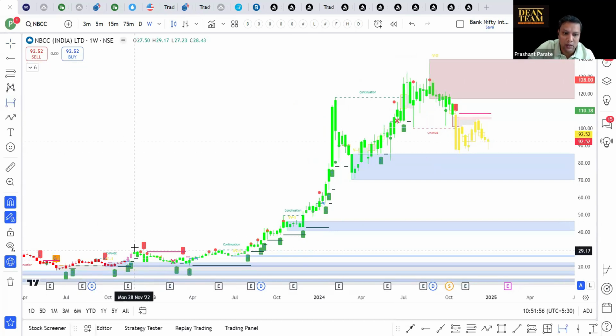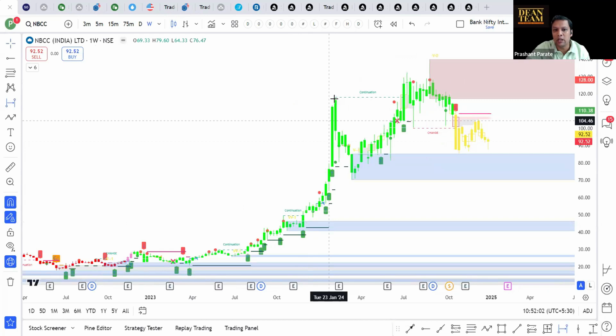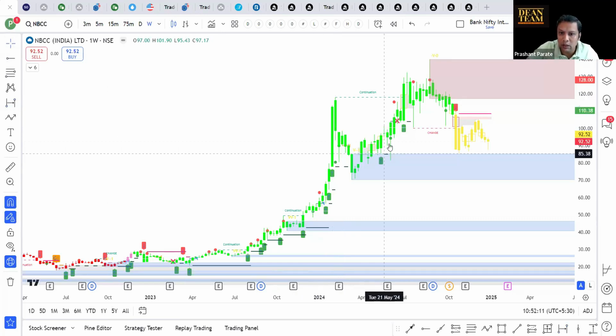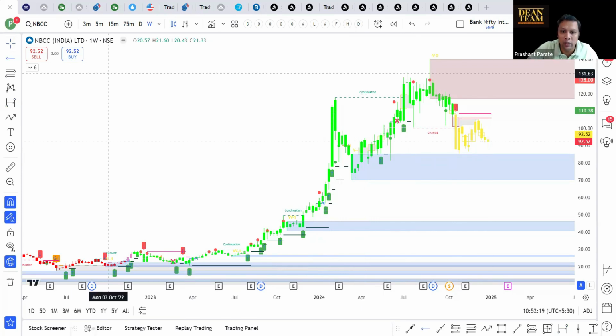Here how many candles are there? See, 61 candles. So more than 60 candles one can exit. Once you exit here, partial booking, I'm not saying about full exit, partial booking can be done. So you can exit here. Again prices went up, and this is a strong selling candle. So as you have done partial profit booking, you don't have to worry.